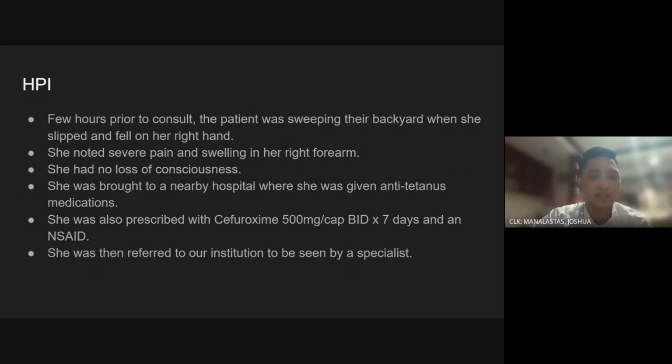Our HPI is few hours prior to consultation. The patient was sweeping her backyard when she slipped and fell on her right hand. She noted severe pain and swelling in her right forearm. She had no loss of consciousness. She was brought to a nearby hospital where she was given anti-tetanus medications. She was also prescribed with cefuroxime 500 milligrams per capsule twice a day for 7 days and an NSAID. She was then referred to our institution to be seen by a specialist.